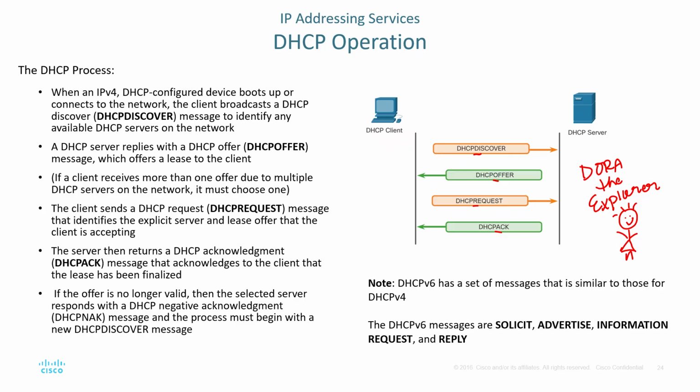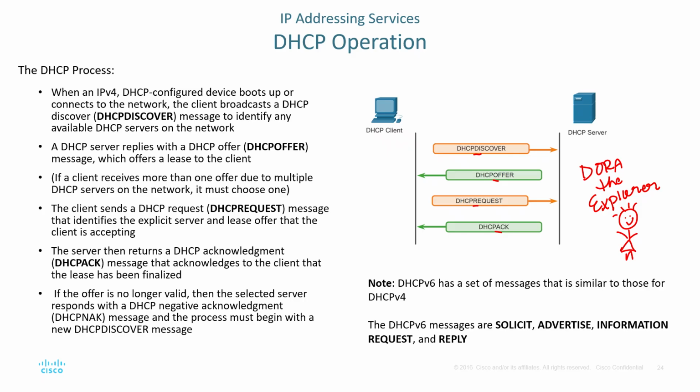So when an IPv4 DHCP configured device boots up or connects to the network, the client will automatically broadcast a DHCP discover message to identify any available servers on the network. A server would then reply with an offer, which offers a lease to the client. If a client receives more than one offer due to multiple servers on the network, just like we talked about earlier when you're picking a car or picking a service, your device will choose what it wants to accept.